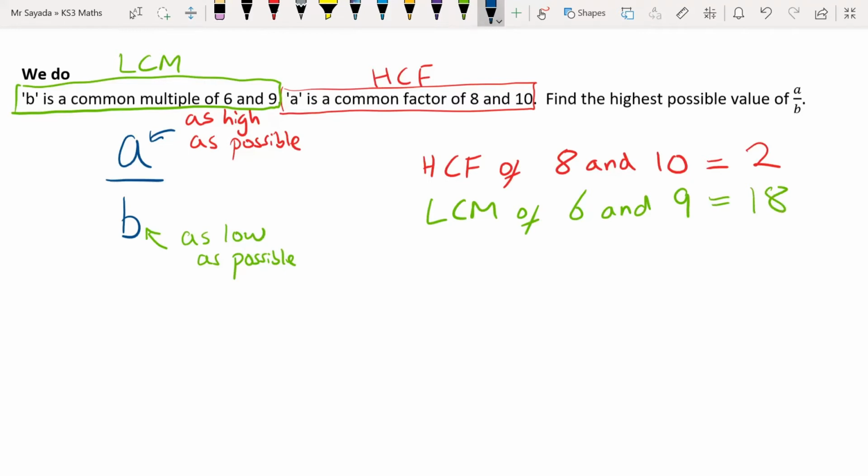Therefore, we've got A as high as possible, which is 2. You've got B as low as possible, which is 18. That is therefore the answer. If you know how to simplify fractions, you can cancel that down to make 1/9. You don't need to do that. If you've written 2/18, you've done that correctly. Now, if you got that wrong, I recommend that you watch the examples again before moving on. Once you're ready, we'll move on for a couple of examples for you to do yourself.